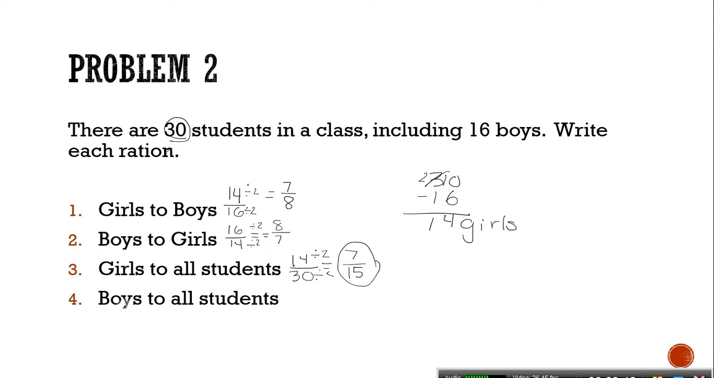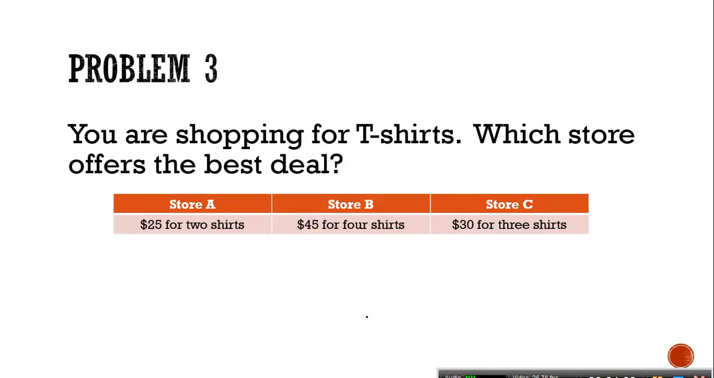Boys to all students. Now boys, I know there's 16 boys to 30 students. So I need to simplify this. So I'm going to divide both of these by 2. And I'm going to get 16 divided by 2, 8. 30 divided by 2, 15. So those are the two ratio problems we're going to look at.